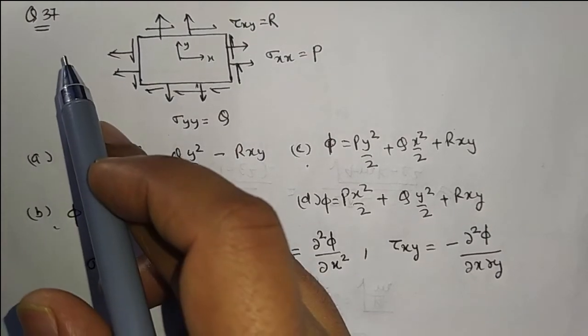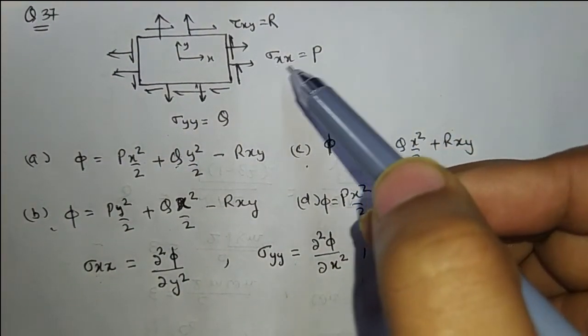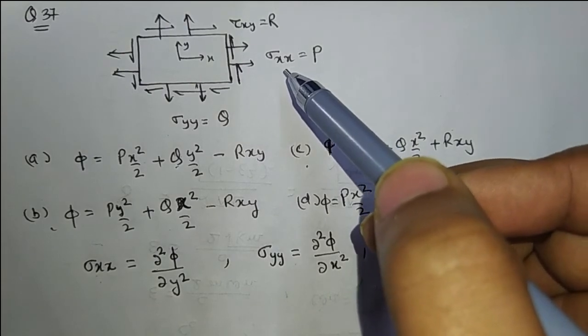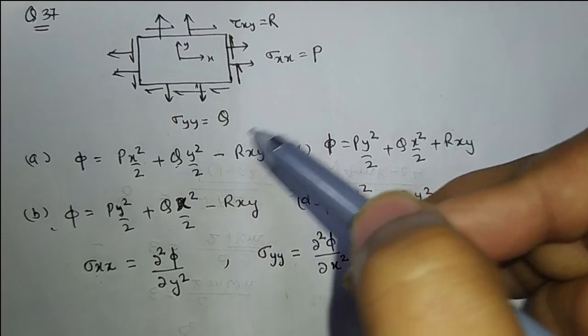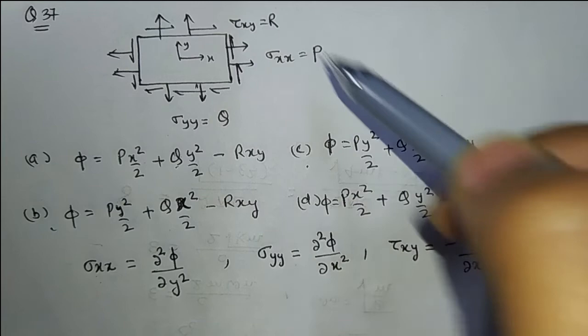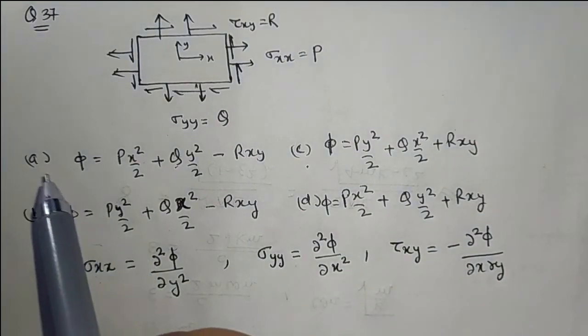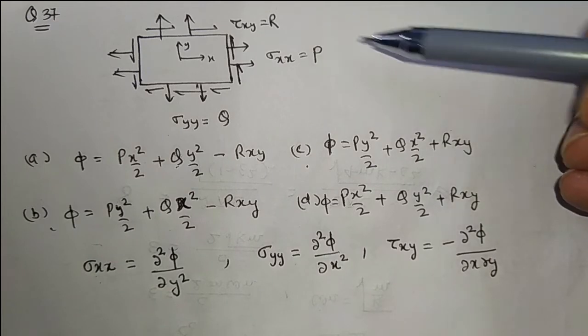Question number 37, in which a two-dimensional state of stress is given. Sigma x, normal stress in x direction, is equal to P, and the normal stress in y direction is equal to Q, and there is in-plane shear stress which is equal to R. We have to choose the correct Airy stress function which satisfies the given state of stress.